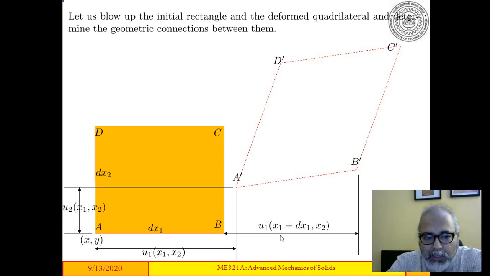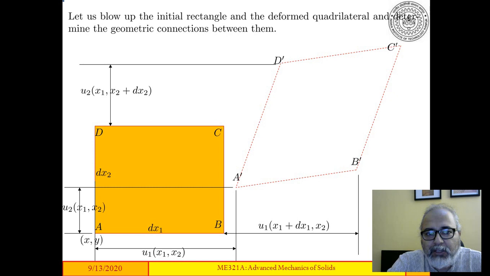Similarly, A suffers a displacement of u2, which is again a smooth function of x1 and x2. It could be x1, x2, x3, but I'm taking x1, x2 for the sake of simplicity. So D is just dx2 distance away. Its x1 is the same, but x2 is just dx2 away. So D would suffer a displacement of x1 comma x2 plus dx2. u2 would be this.